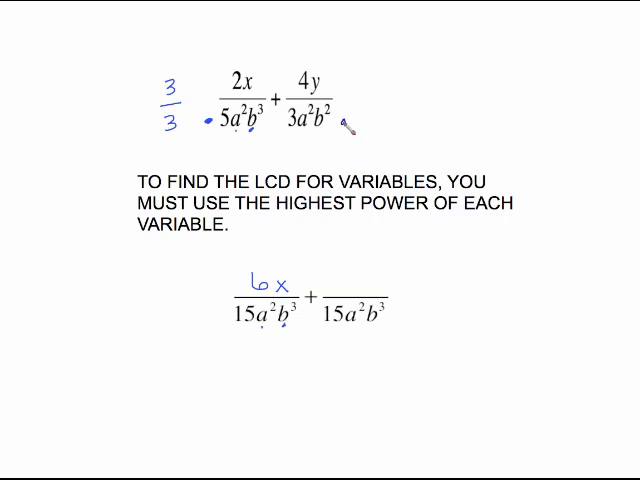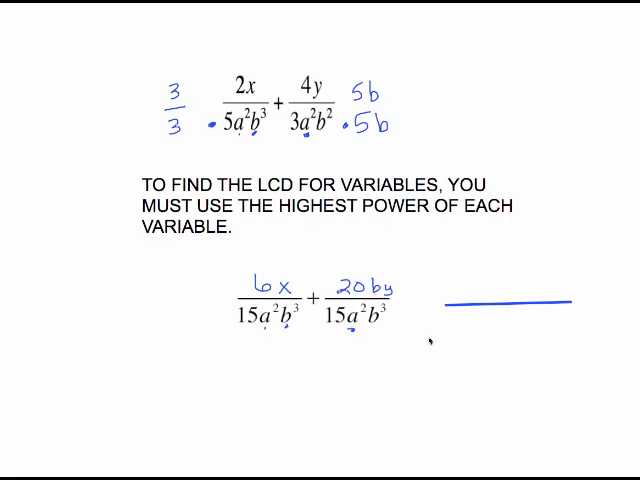Over here, 3 times 5 is what will give me the 15. A squared, it needs to be a squared, so we don't need any more a's. But this is b squared, it needs to be b cubed, so that means I need to multiply this by b. So we're multiplying top and bottom by 5b, and this gives us 20by. To finish this, we're going to keep that denominator of 15a squared b cubed.